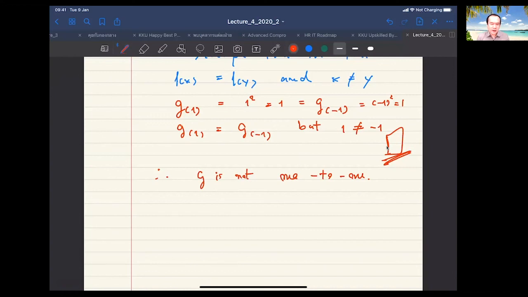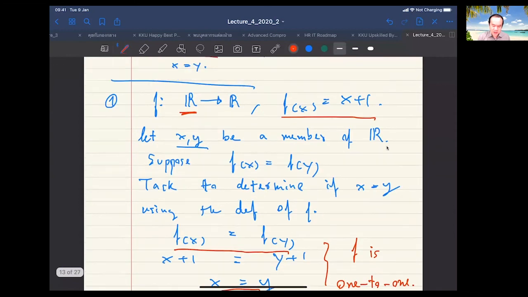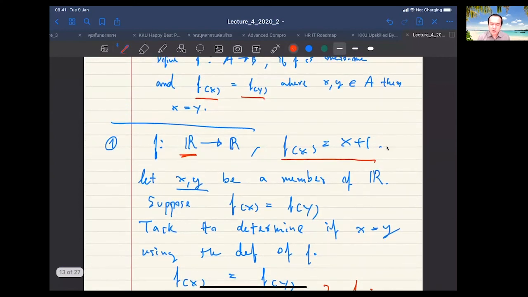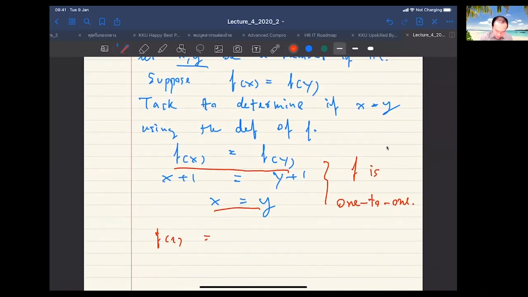In order to show that it's not, it's easy, just find an example. Looking back, in the example for f, you can try to find something that shows it's not. Let's say x is 1 and y is minus 1. Substituting, 1 plus 1 is equal to 2, so f of 1 equals 2. f of minus 1 is equal to 0. So f of 1 is not equal to f of minus 1.